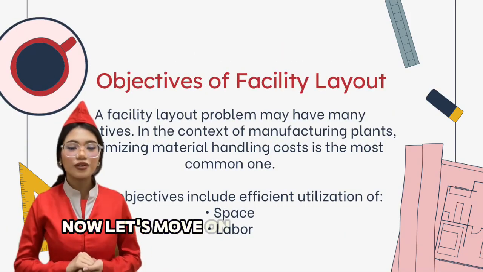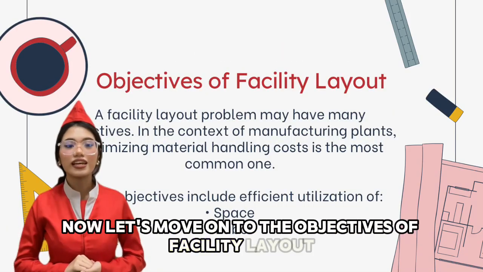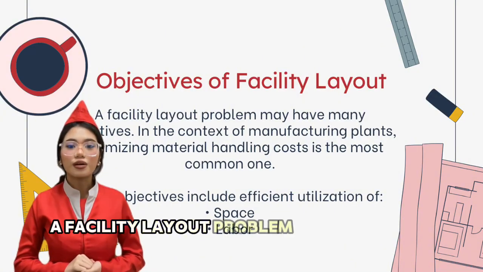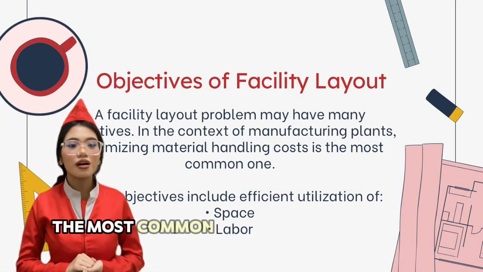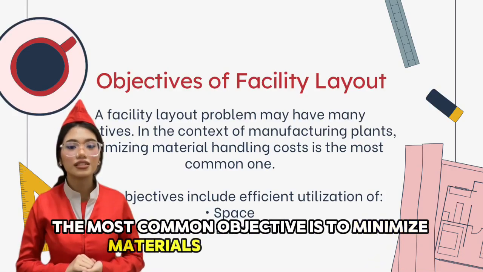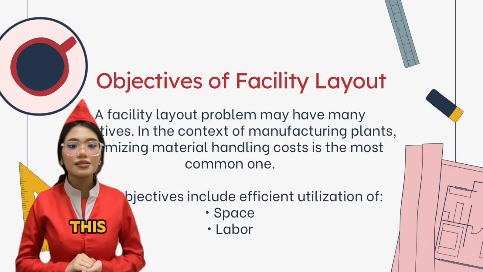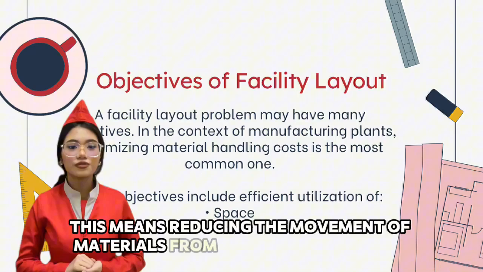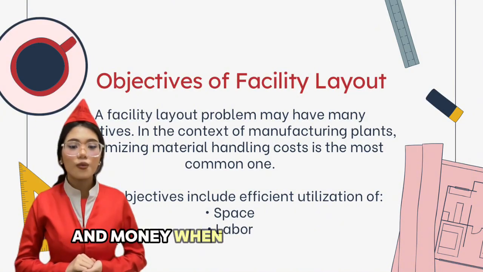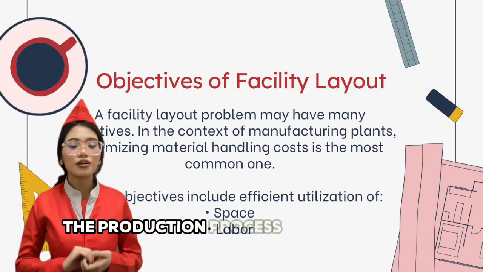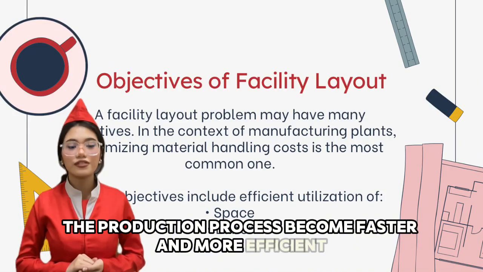Now, let's move on to the objectives of facility layout. A facility layout problem can have many goals. In manufacturing plants, the most common objective is to minimize materials handling costs. This means reducing the movement of materials from one area to another to save time, effort, and money. When materials move less, the production process becomes faster and more efficient.